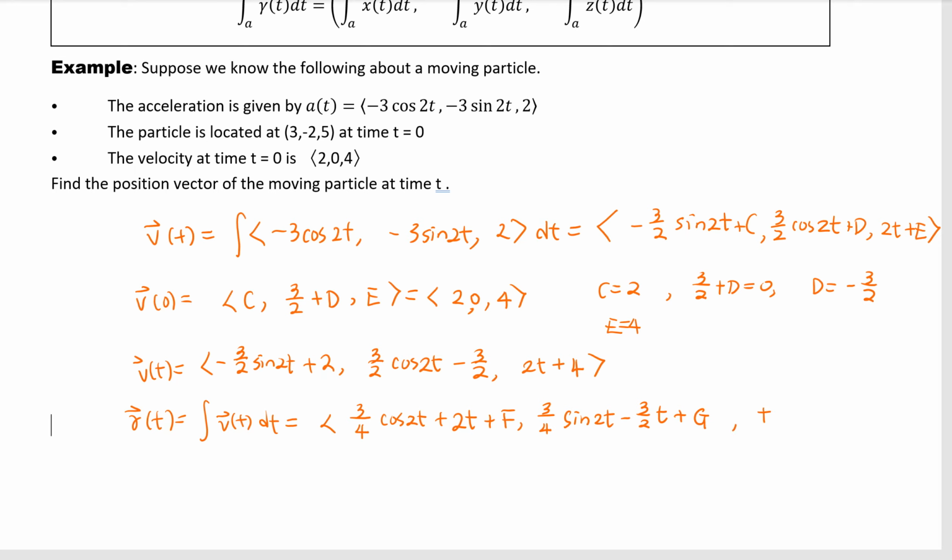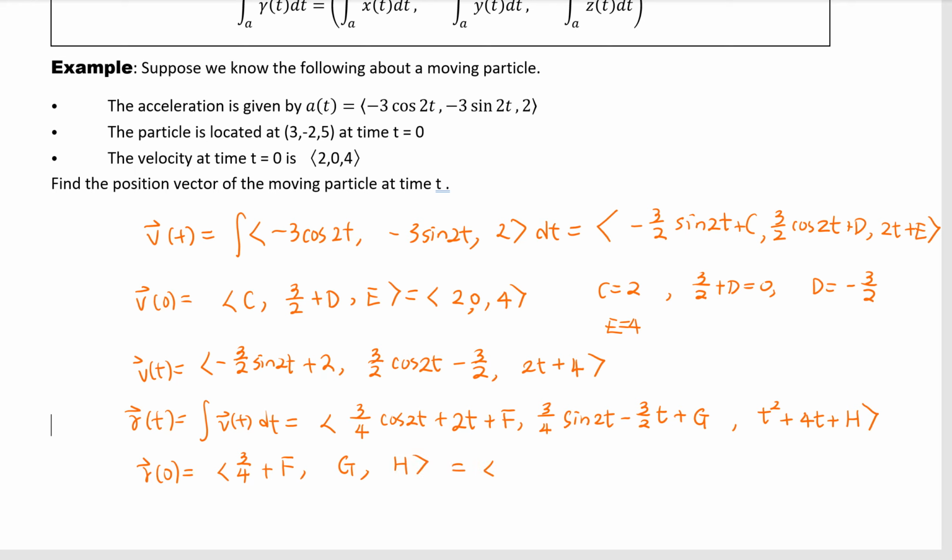Integral of 2t is t squared. Integral of 4 is 4t. So f, g, h. So far so good. And then we also plug in 0. Cosine 0 is 1, so we get 3 over 4. When we plug in t is 0, 2t is gone, and plus f. When we plug in 0, sine 0 is 0, t is 0, so we only get g. When we plug in t is 0, the first two terms are gone, and we are only left with h.